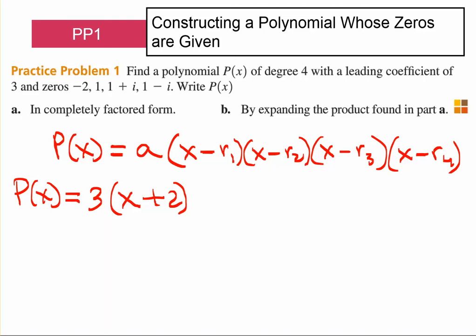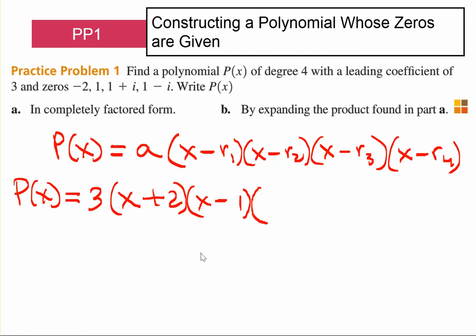Okay, if I know that 1 is my root, what's my factored form then? If I know that 1 right here is a solution, what's the factor? x minus 1. Perfect. Thank you.